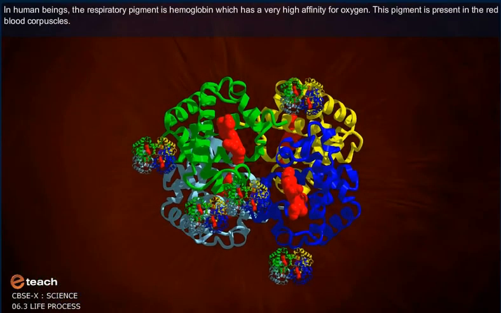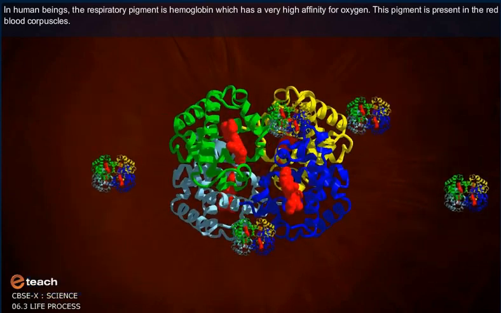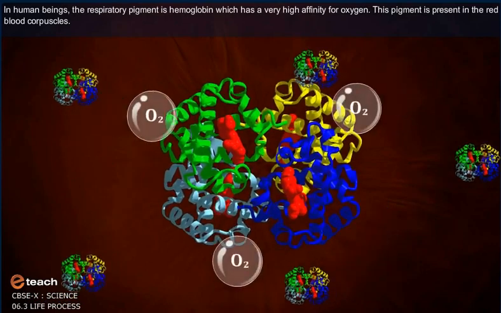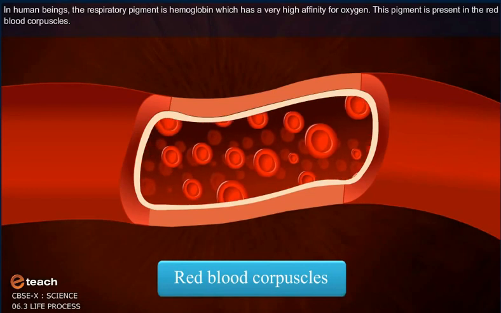In human beings, the respiratory pigment is hemoglobin, which has a very high affinity for oxygen. This pigment is present in the red blood corpuscles.